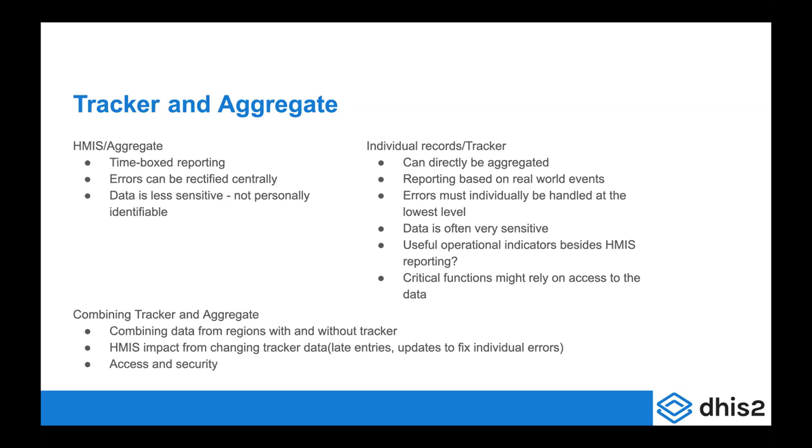The last consideration is the access and security, and we see that in many cases tracker and aggregate have different requirements here, and we'll get a little bit into that later. But all this adds up to that usually you would have a tracker instance and an aggregate instance running side by side, and data would be moved from the tracker to the aggregate with a script or by manual means. And the tracker data would have a more fluent life, also be secured much tighter, and might have different routines for updating, for example.